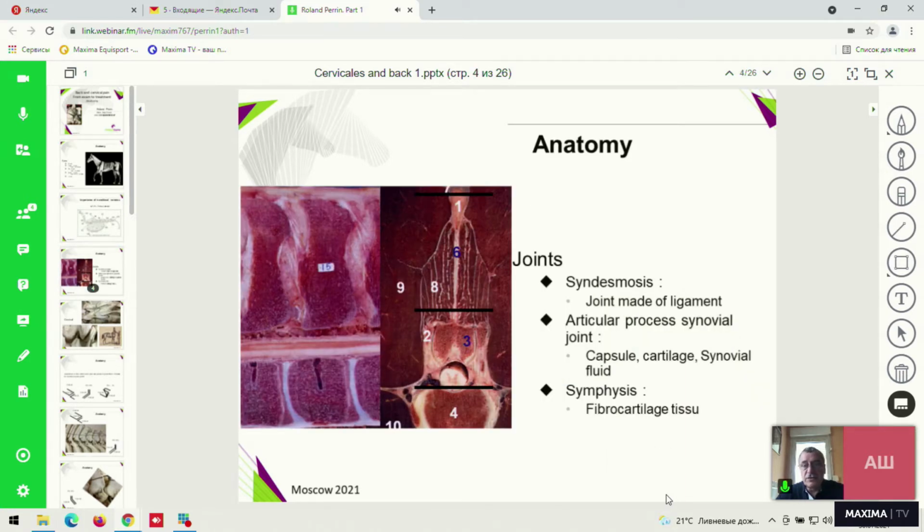When you look at the joints between each vertebra, you have in fact 3 joints. One joint here is a syndesmosis. Another joint is the articular process synovial joint, and after you have another joint, a symphysis. So this is a syndesmosis, this is the articular process synovial joint, and this is the symphysis.